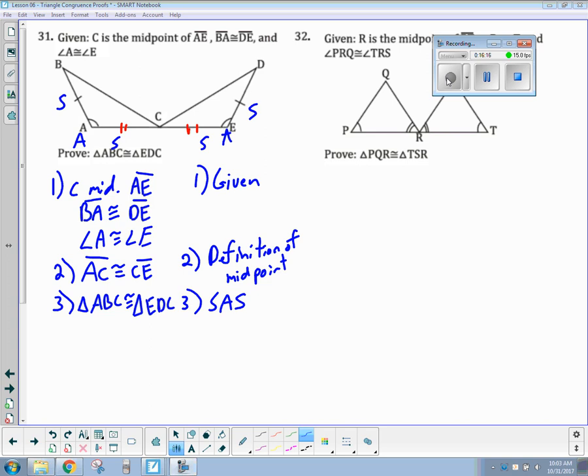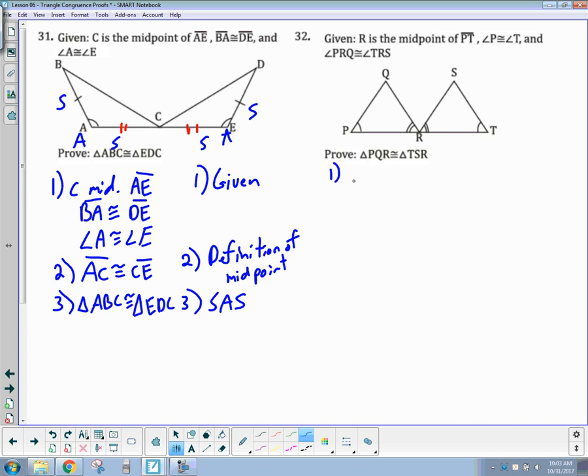So we're done with 31. Let's do 32 and we'll call it quits. So again, given. Let's write given over here. R is going to be the midpoint of PT. Angle P is going to be congruent to angle T. And angle PRQ is going to be congruent to angle TRS. And all that's given.